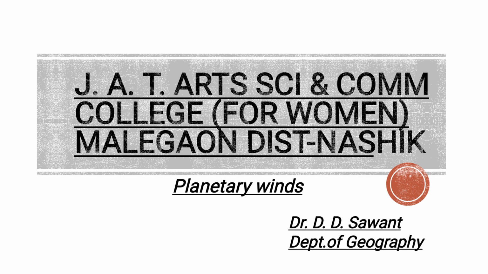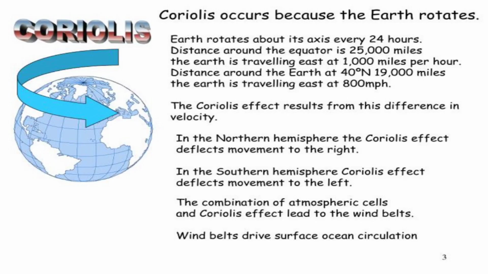Today, I am going to deliver a lecture on planetary winds. The general circulation of the atmosphere is known as the permanent wind system. The permanent wind, which is called a planetary wind system, consists of: number one, the trade winds; second, the anti-trade winds; third, the polar winds.